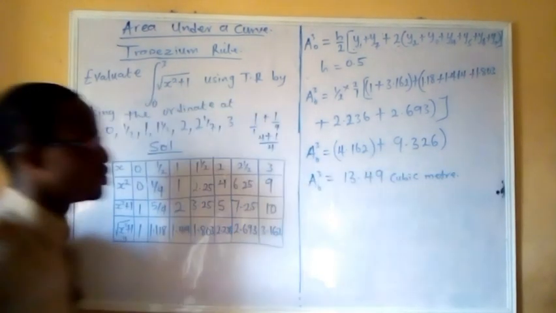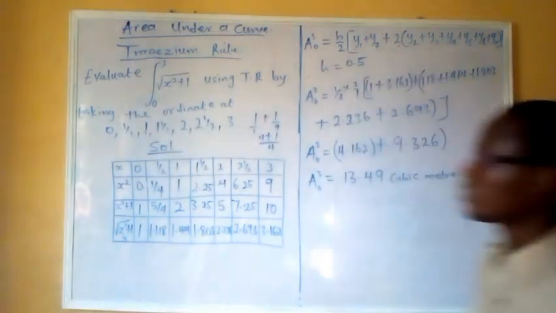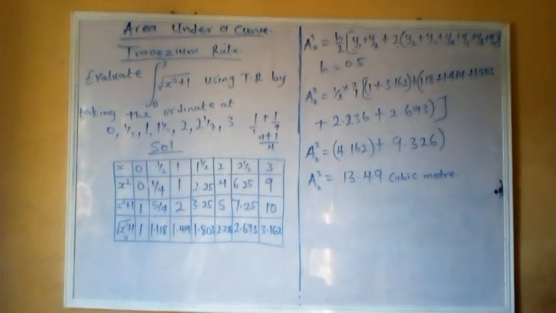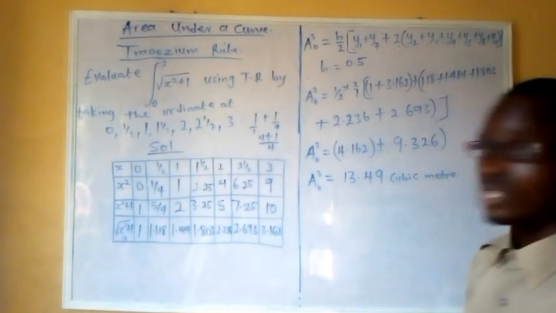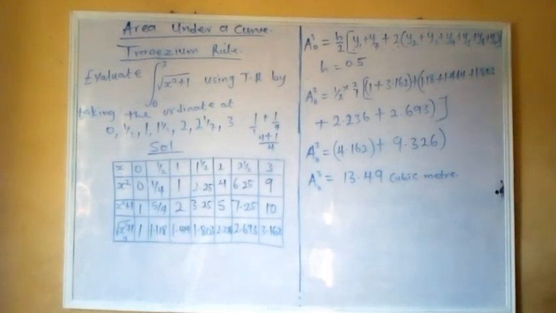So this is just a simple way of solving any other question that comes in the form of the trapezoidal rule. We just simplify the table, then solve out the ordinates, then we get the value of the area, and we solve it out.